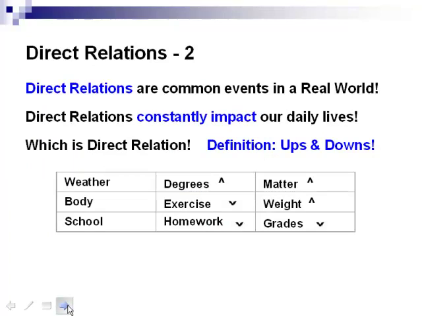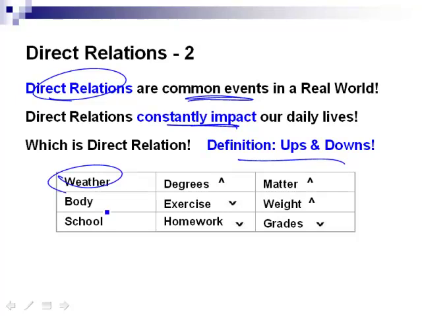Direct relationships are common events throughout the real world. They're constantly impacting our daily lives. Now, remember the ups and downs. Let's take a look at these. Let's look at some weather. If the temperature rises, then matter increases in size. That makes sense because that's simple physical science.